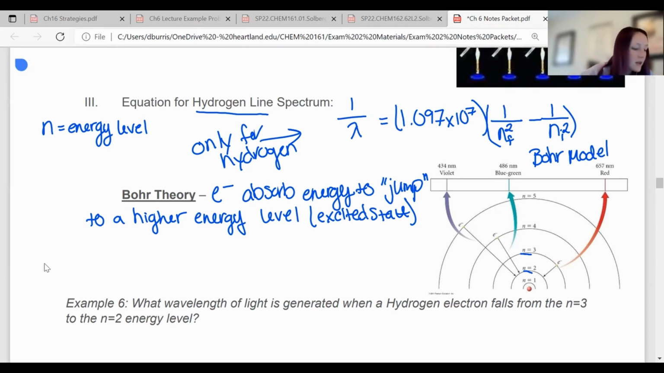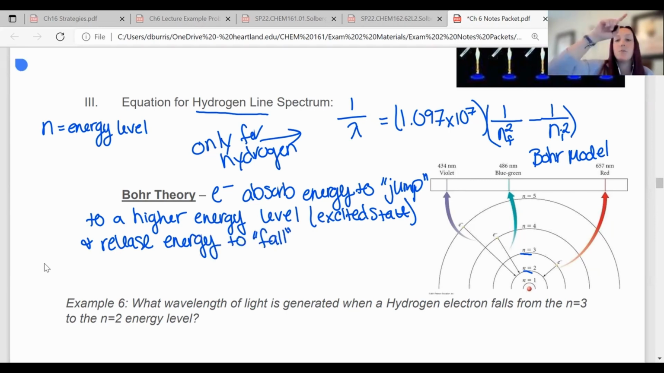So electrons absorb energy to jump to a higher energy level, and then when they go back down, they give off, or release, energy to fall, which I'm going to put in quotes too. So they either jump up or fall back down to what's called their ground state. The low energy level that they sit in is their ground state. The high one that they jump to is called an excited state.